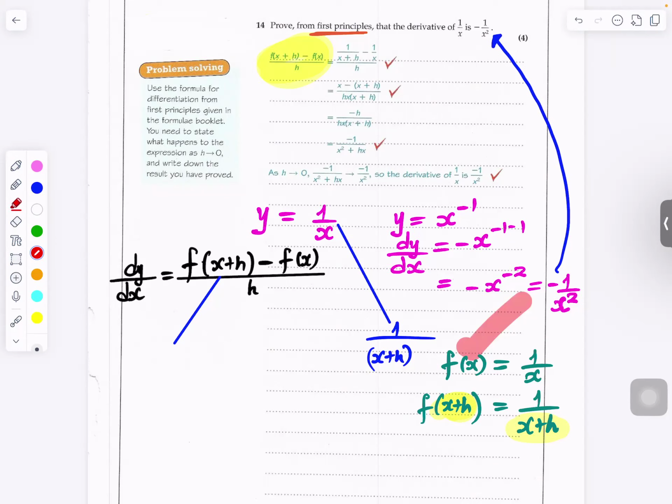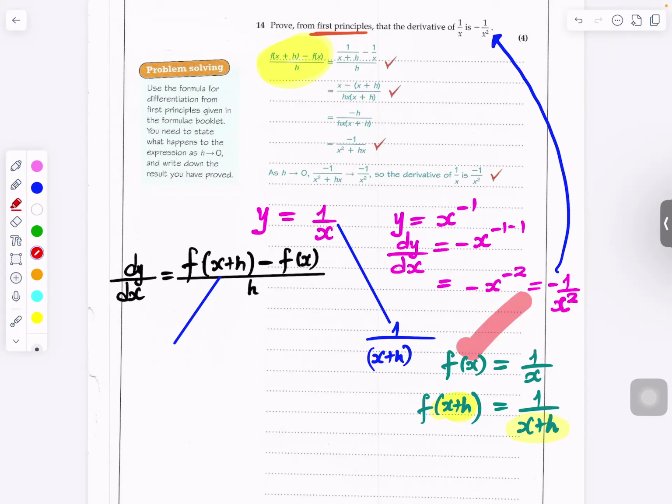If you were to differentiate this, how would you do that? How will you differentiate y? Do x to the power of -1. Correct? Excellent. Then you write dy over dx. Then you multiply first, then take away 1 from the power. So that will give you -x to the power -2, which is the same as -1 over x squared. So this now is the same as that answer there.